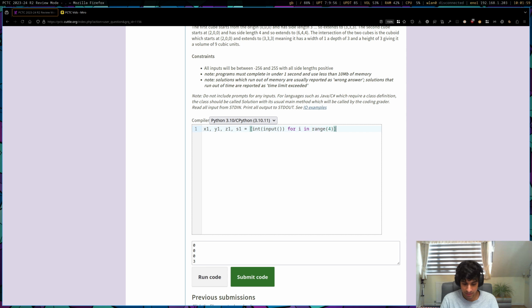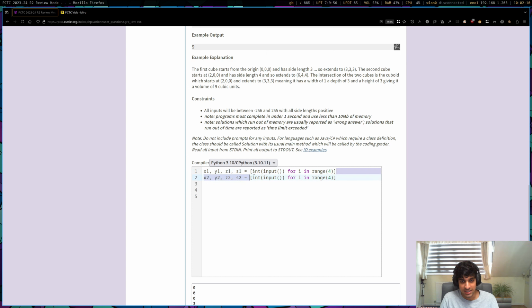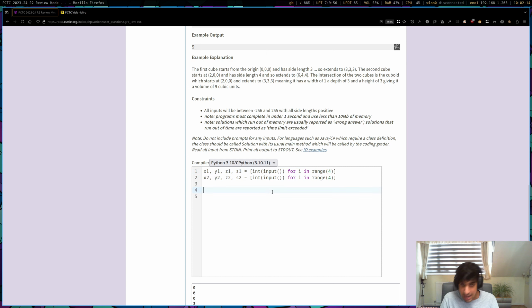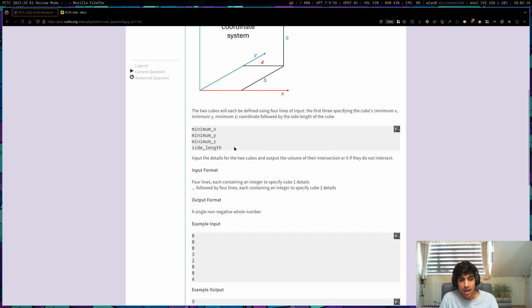4 times, and let's just repeat the same code up here, but with 2's to indicate that this is cube 2. And so all we're doing here is we're just taking in eight inputs, and we're just using this list comprehension just to take it in easier. Okay, so now we have our 8 numbers. Now the hard part, now the actual computation.